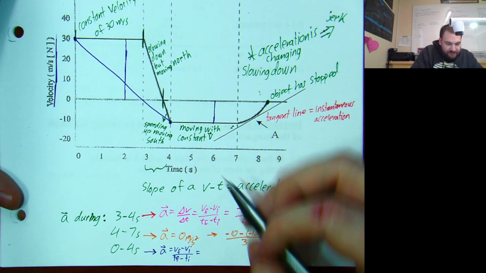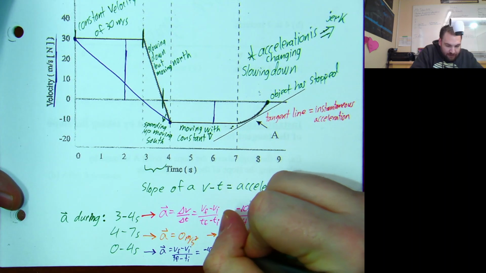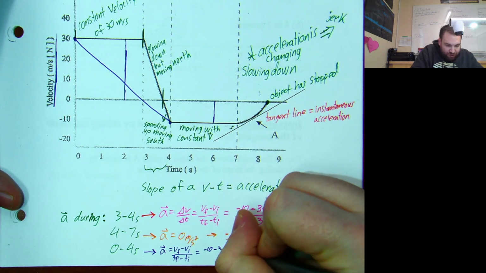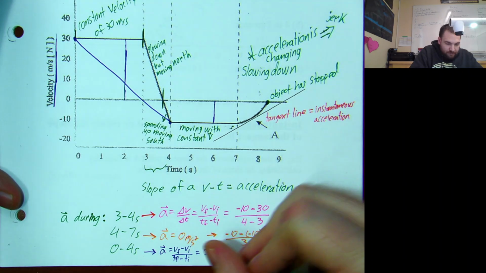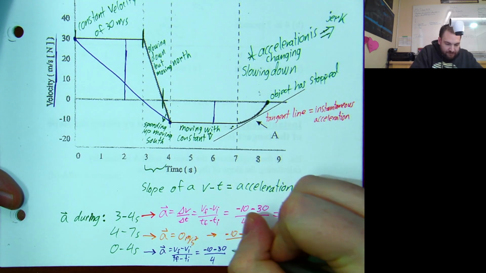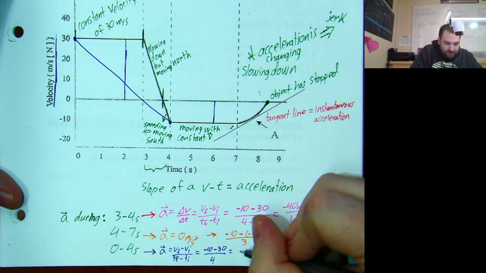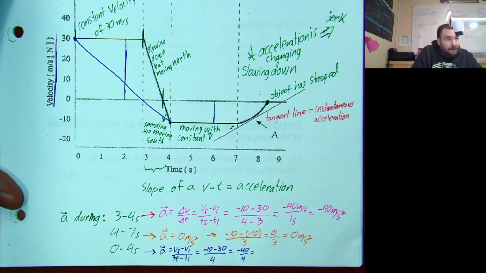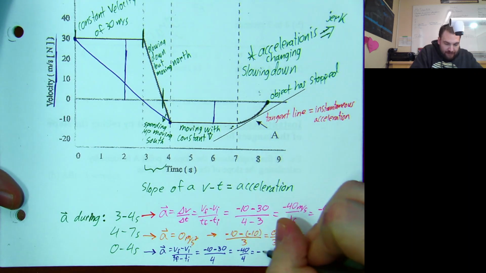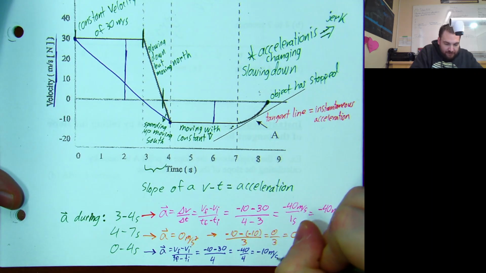So v final is negative 10 minus our v initial, which is 30. And how many seconds did that take? It took 4 seconds. So it's going to be negative 40 over 4, which is what? Negative 10 meters per second squared.